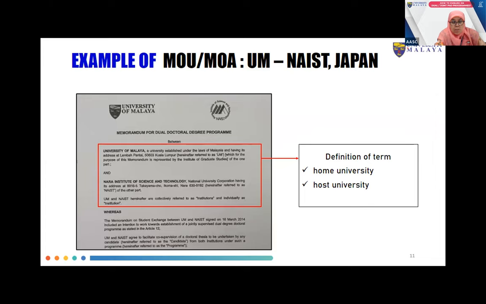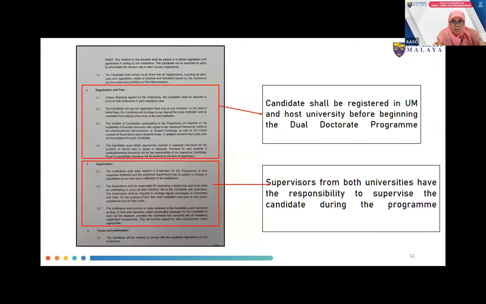Among the things mentioned in this MOU is, of course, who is the home university and who is the host university. And then the next one will be the agreement of fees. Here is a little bit of the registration matters that the student should follow. Then we have the supervision section here, where supervisors from both universities are responsible to supervise the student throughout the program.